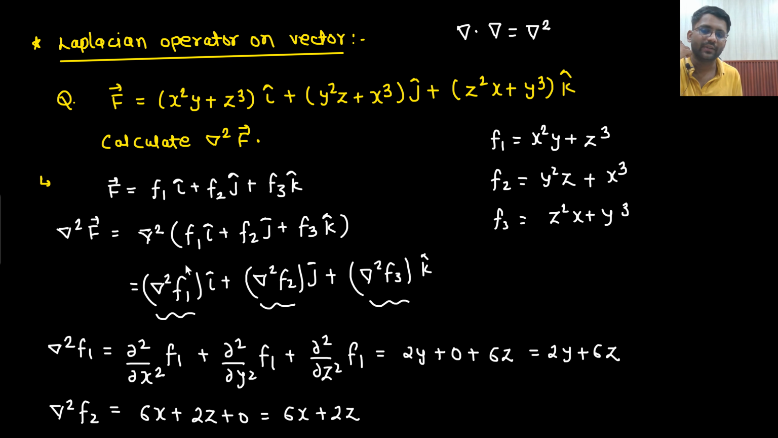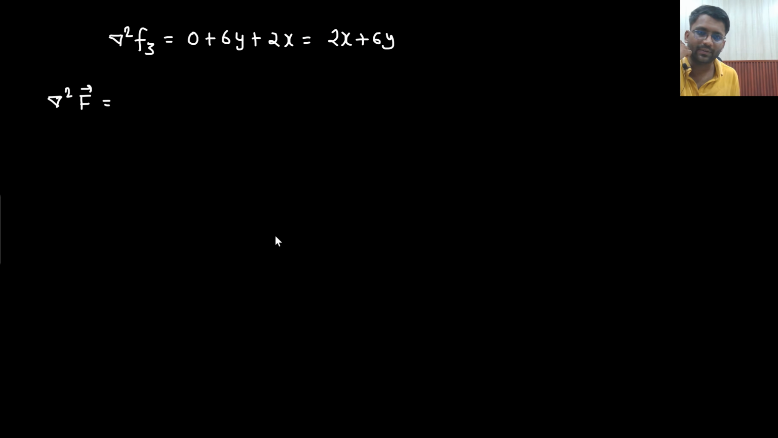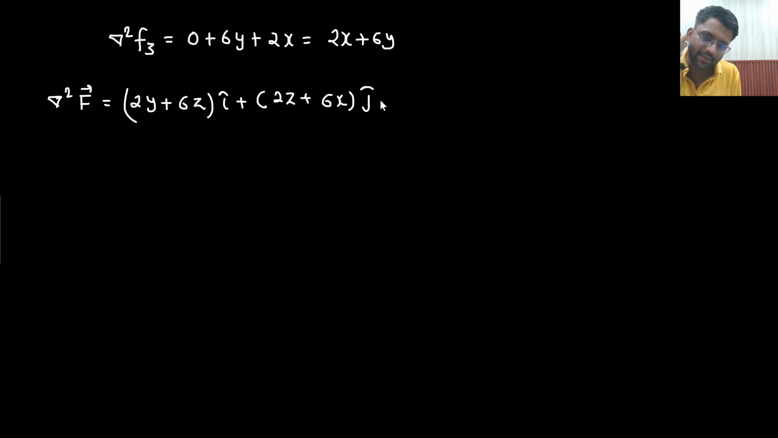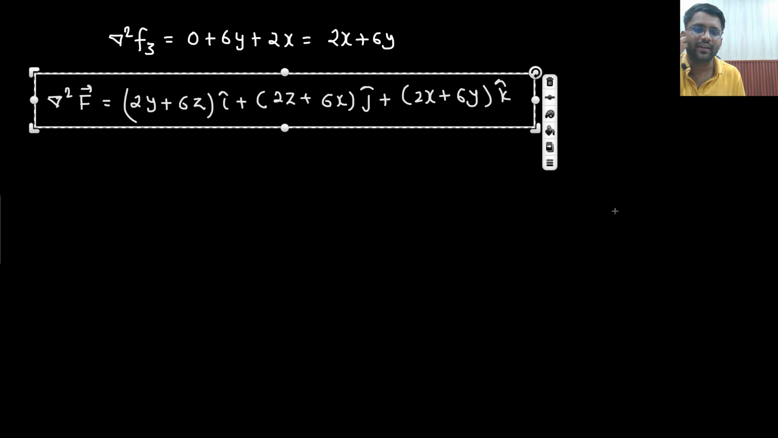What is your del square f? So del square f, sir, I am getting is this quantity, which is (2y plus 6z) i cap, plus (2z plus 6x) j cap, plus (2x plus 6y) k cap. Usually it is not asked in the examination, but who knows where it might be used.